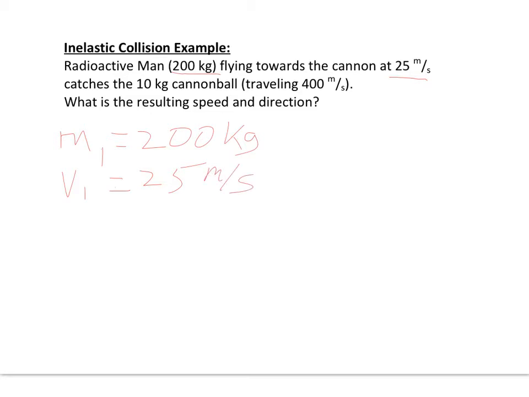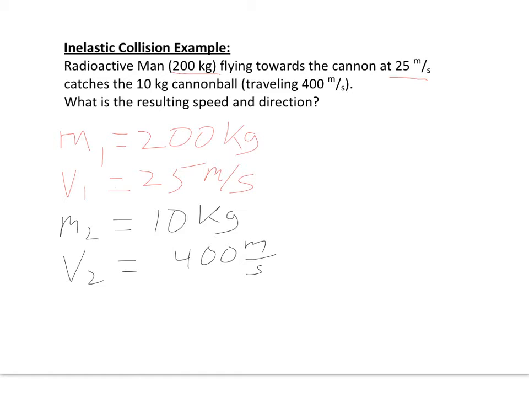And here he catches the 10-kilogram cannonball. That's my second mass, so I'm going to label that as M2, and that's 10 kilograms. It's traveling at 400 meters per second, so V2 equals 400 meters per second.